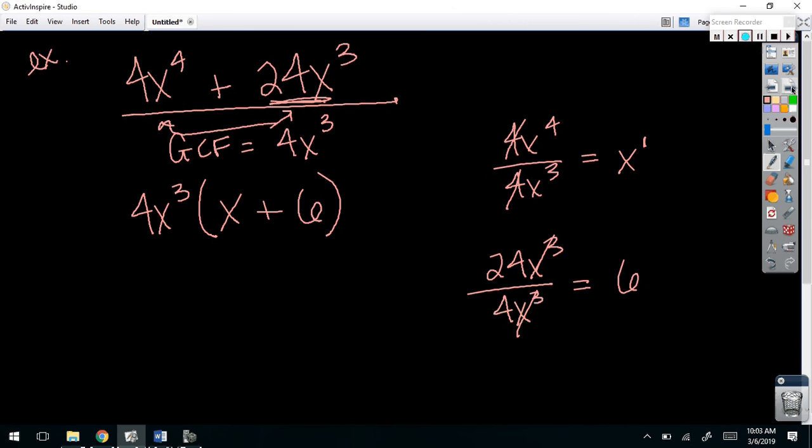All right, let's do another one together, everyone. Factor out the GCF. Factor out the GCF. Come on. Guys, that is not what we're doing. Factor out the GCF.